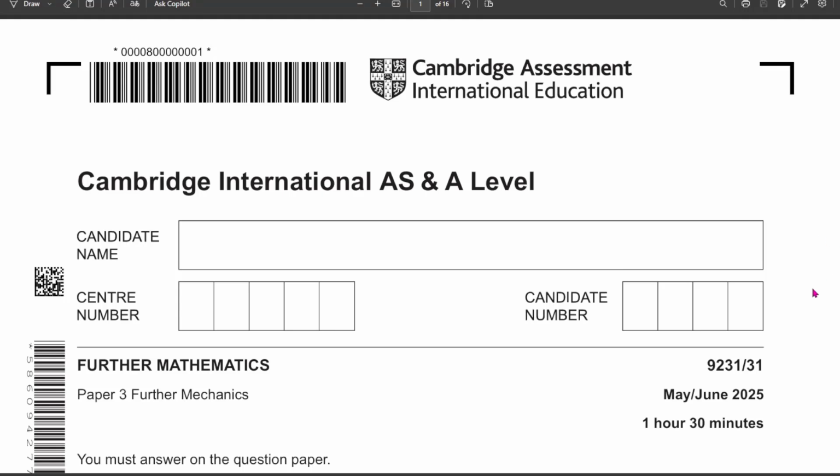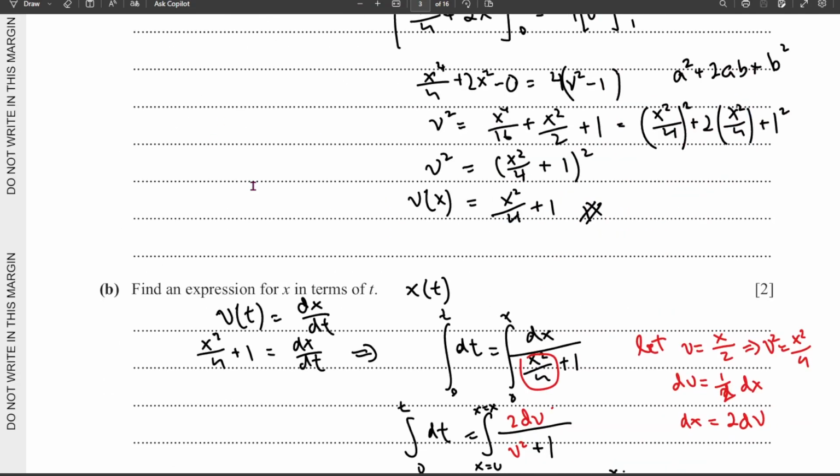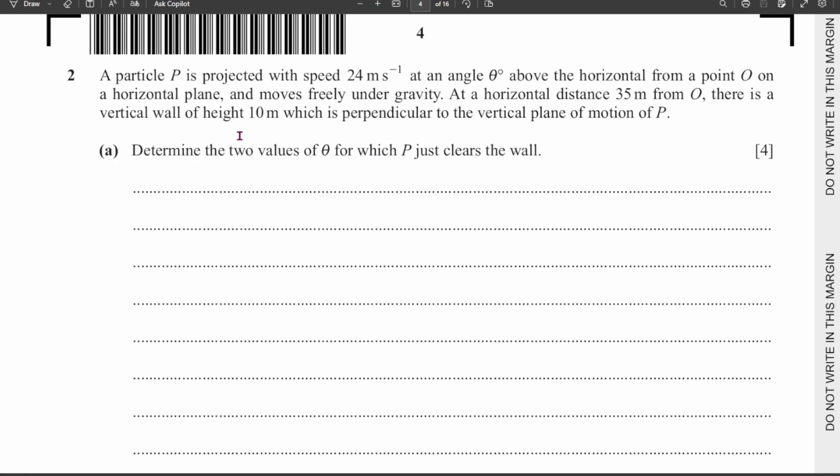Greetings viewers, in this video we'll attempt Cambridge A-Level Further Mathematics, syllabus code 9231. This is paper 3, which is the Further Mechanics component. This is variant 1 from the May June 2025 series. We'll attempt question 2 now. The previous question is uploaded into the same playlist.